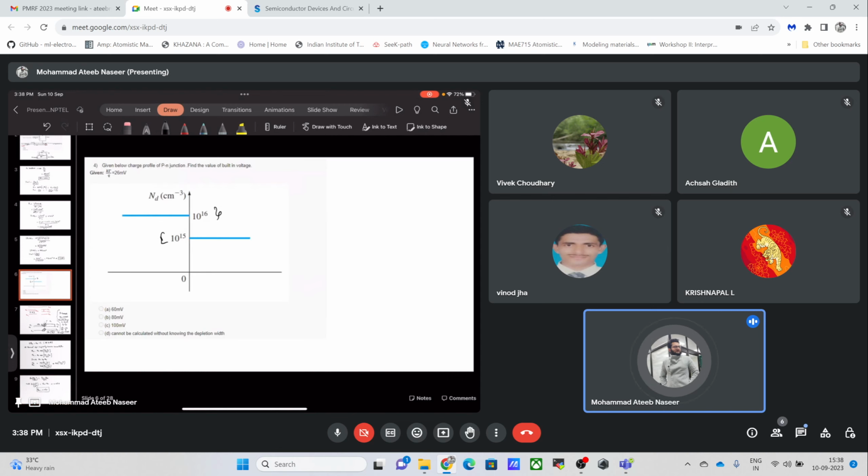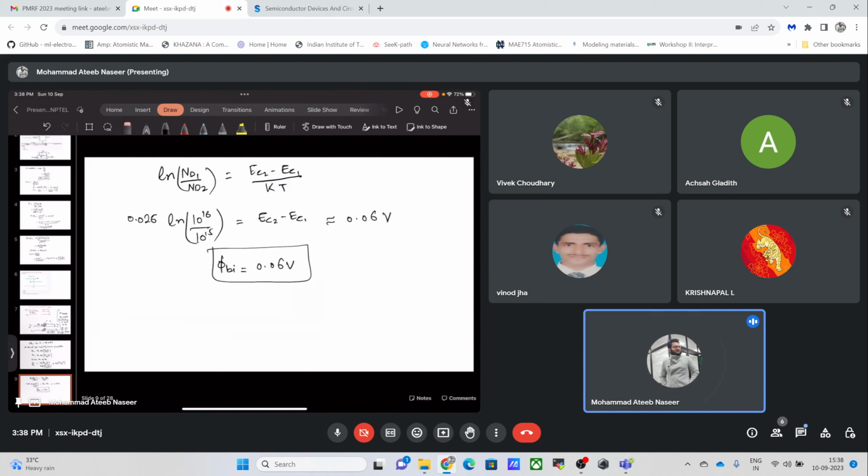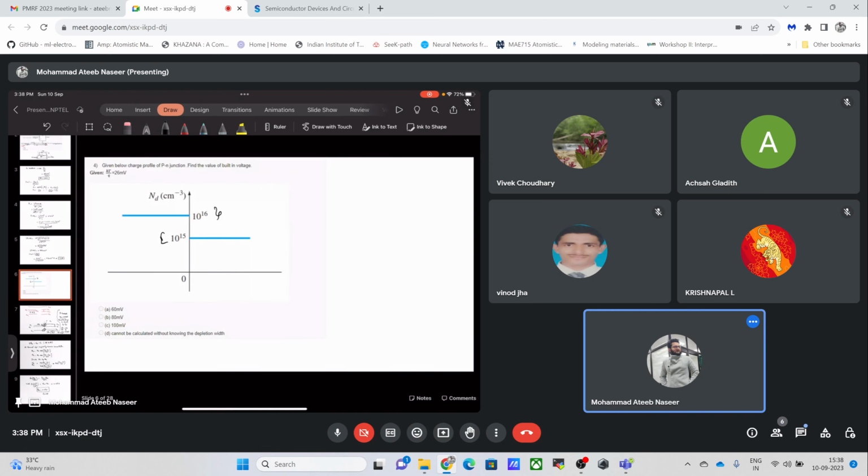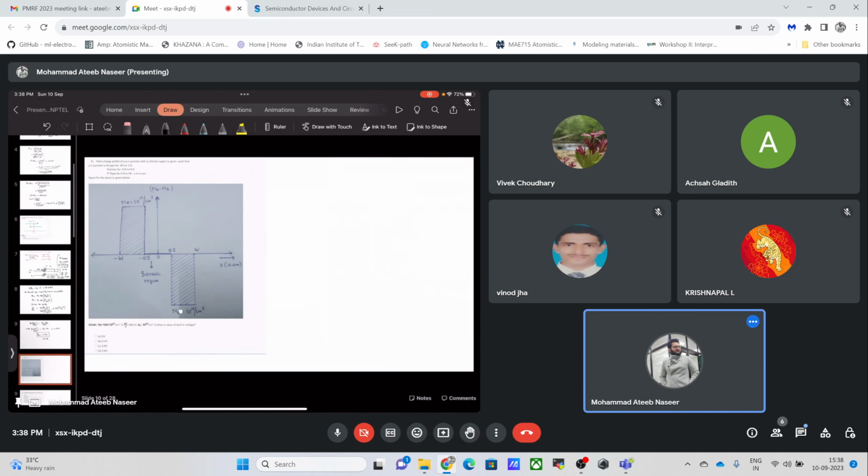So let's check the options. Yes, so approximately it is 60 millivolts. 0.06 volts is 60 millivolts. So option A is the correct option to go with. Okay, so this was about this problem.